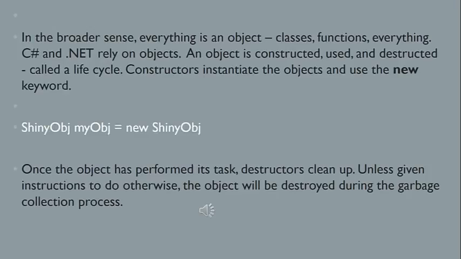In the broader sense, everything is an object. Classes, functions, everything. C# and .NET rely on objects. An object is constructed, used, and destructed, called a lifecycle. Constructors instantiate the objects and use the new keyword.